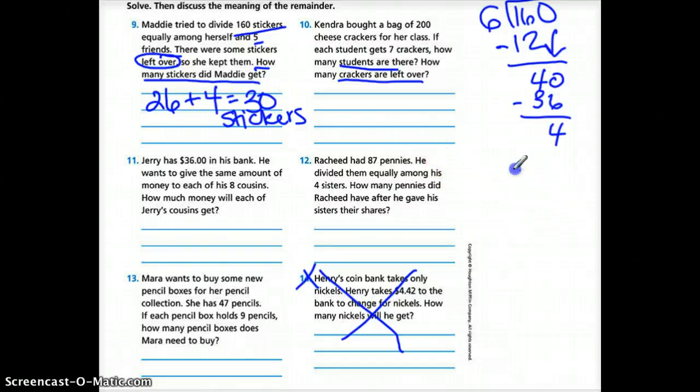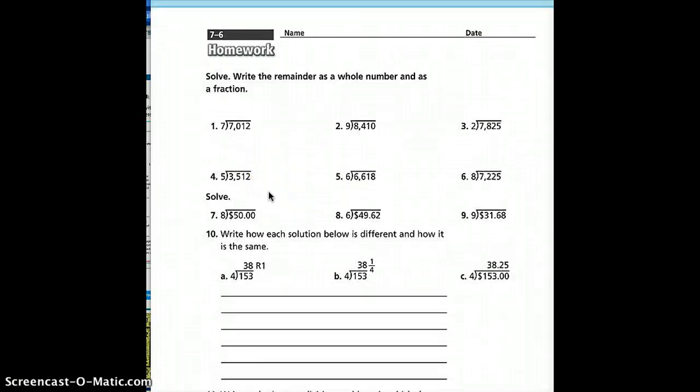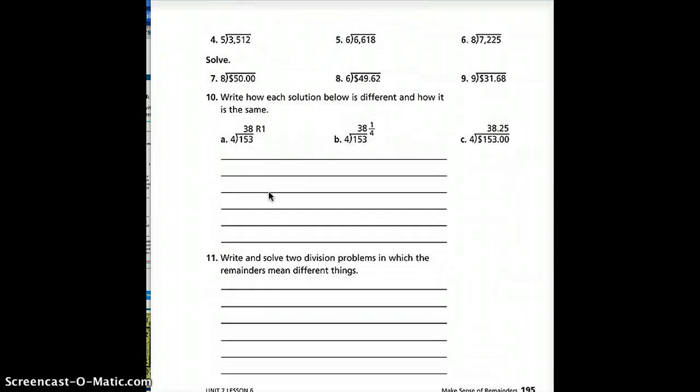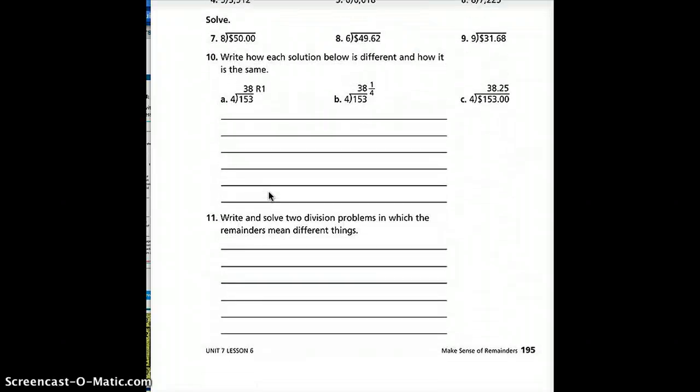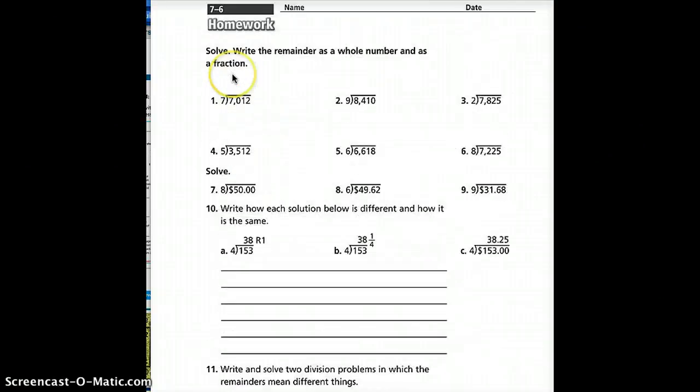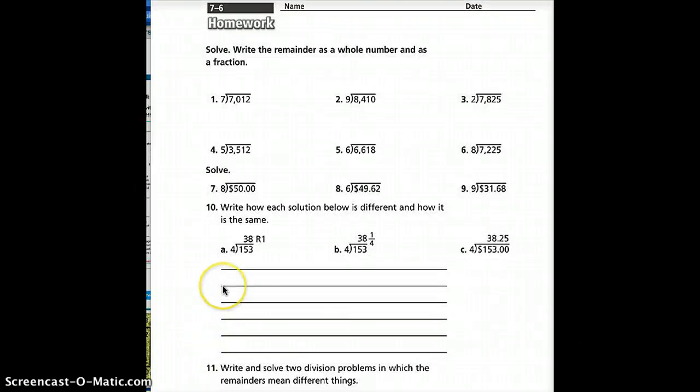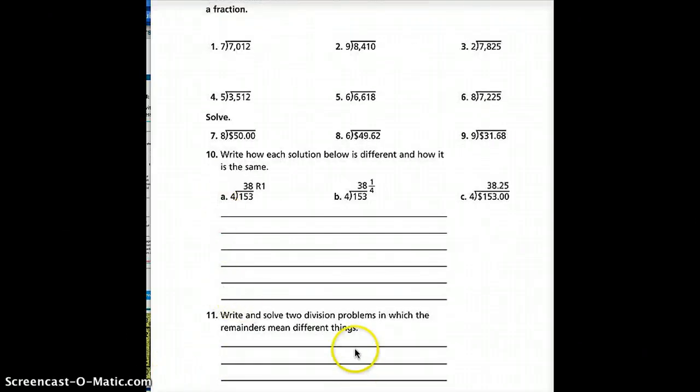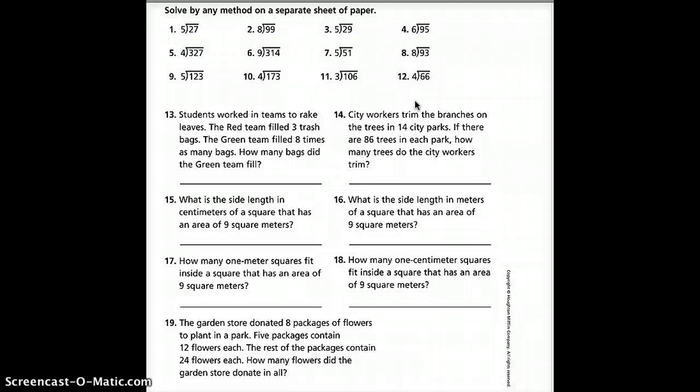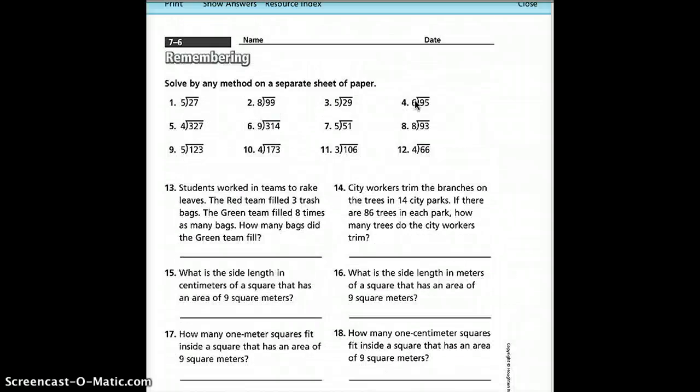All right, as soon as you're finished, raise your hand to get a star. And then we're ready to move on. All right, your homework is going to be 7-6, homework and remembering. You can skip number 10 and number 11 on this page. And on the remembering page, we are going to do all. If you finish your homework, you're working on IXL. If you have questions, let me know.